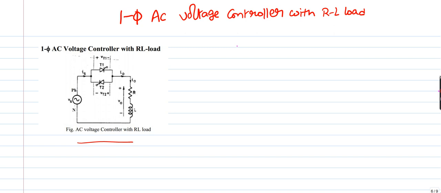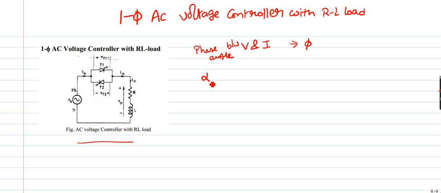However, as it is an RL load, definitely there will be a phase angle between voltage and current. So if you consider that as phi, then based upon this phi and firing angle alpha, we have different operating modes of this single phase AC voltage controller with RL.